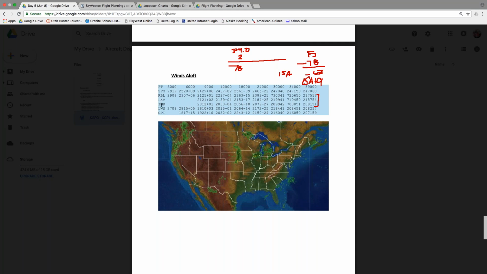That's for the first leg. Now let's see Kimberly to Lewiston, Idaho. Negative 57 degrees, right? So that's 6 degrees warmer. So what charts are we going to use? ISA plus 10 for the whole route.